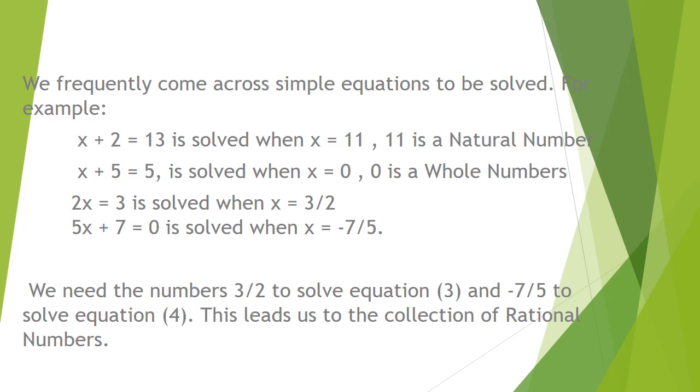We already know about natural numbers and whole numbers. Now what about the numbers 3 upon 2 and minus 7 upon 5? We need these numbers to solve the third and fourth equations. This leads us to the collection of rational numbers.